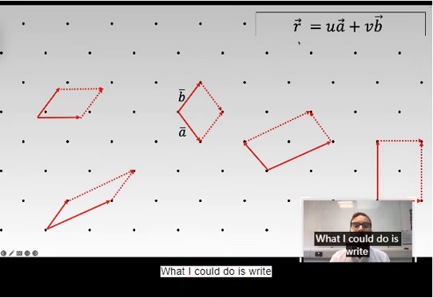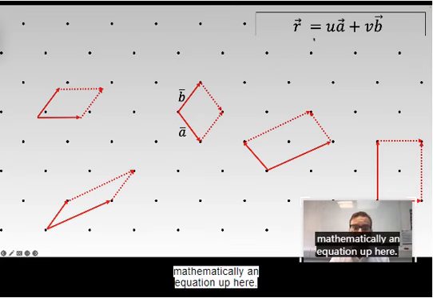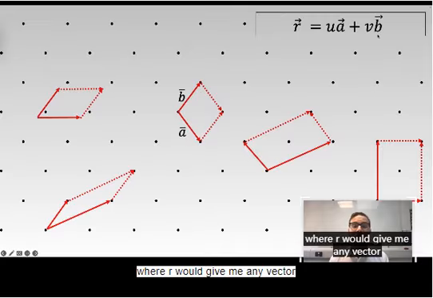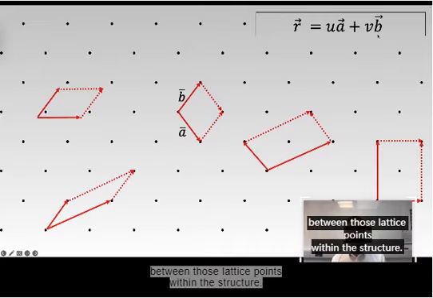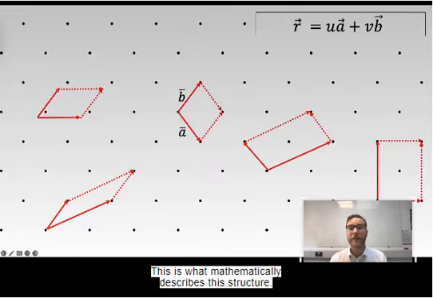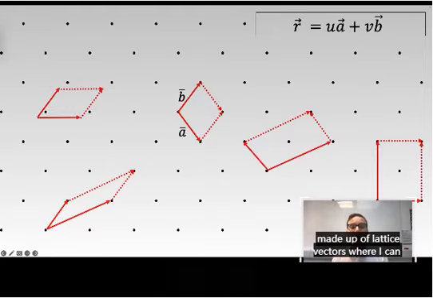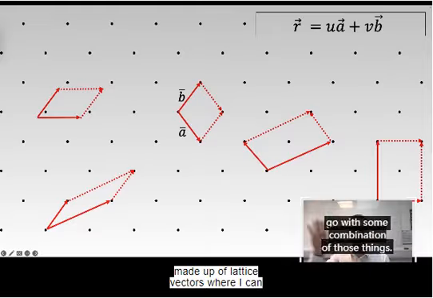So what I could do is write mathematically an equation up here, R = uA + vB, where R would give me any vector between those lattice points within the structure. And this is what mathematically describes this structure. If I have a lattice, then I should be able to write an equation like this, made up of lattice vectors, where I can go with some combination of those things.